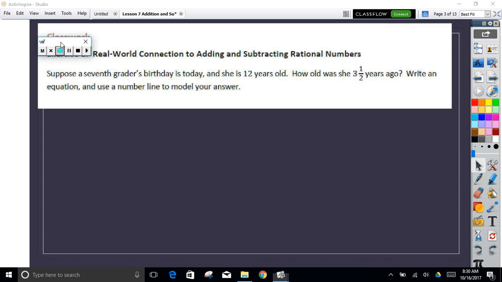Okay, so our first example, we have, suppose a 7th grader's birthday is today, and she is 12 years old. That's actually not very accurate because most of you, when you have your birthdays, you turn 13 during the course of your 7th grade year. But anyhow, so that problem is kind of wrong. Yeah, but you guys aren't technically 7th graders. So anyhow, we're going to suppose that a 7th grader's birthday is today.